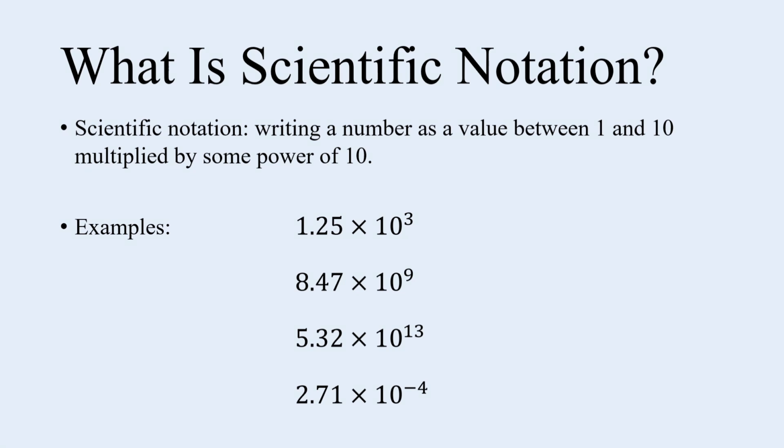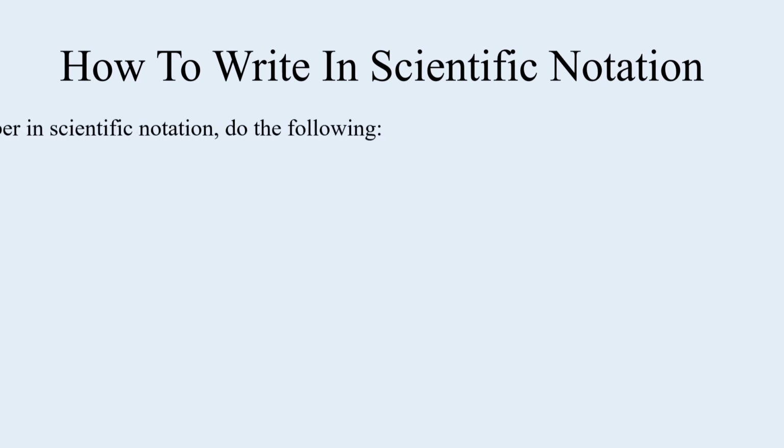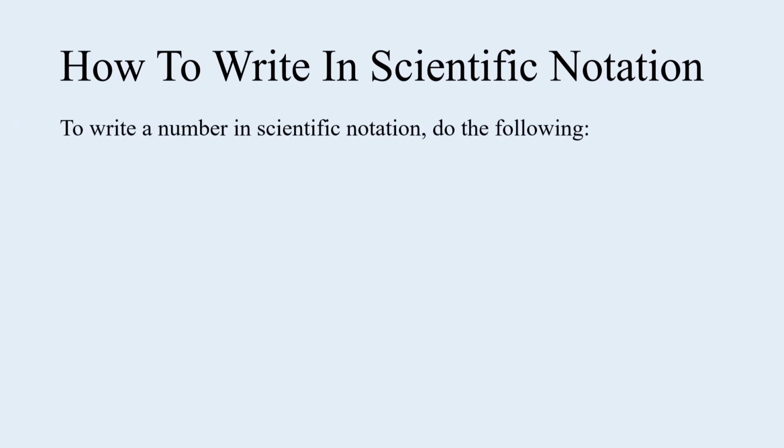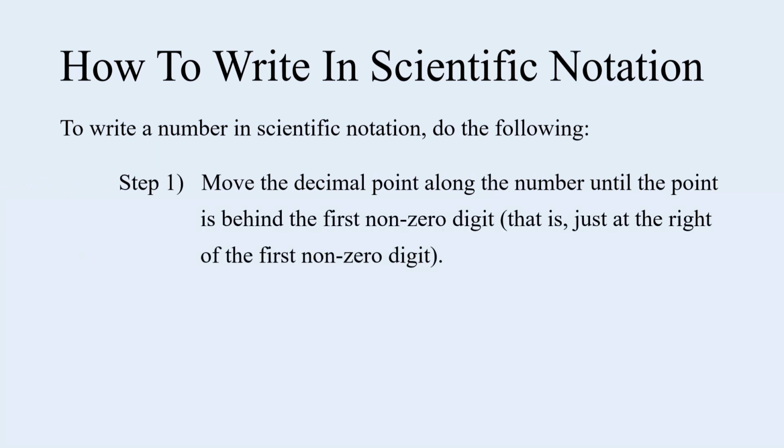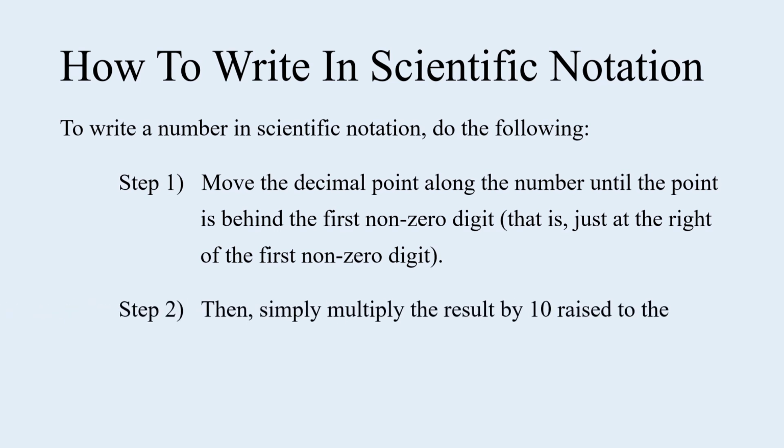Now, let me tell you how to write a number in scientific notation. To write any number in scientific notation, complete the following steps. Step 1. Move the decimal point along the number until the point is behind the first non-zero digit. That is, just at the right of the first non-zero digit. Step 2. Simply multiply the result by 10 raised to the number of places the decimal point moved.